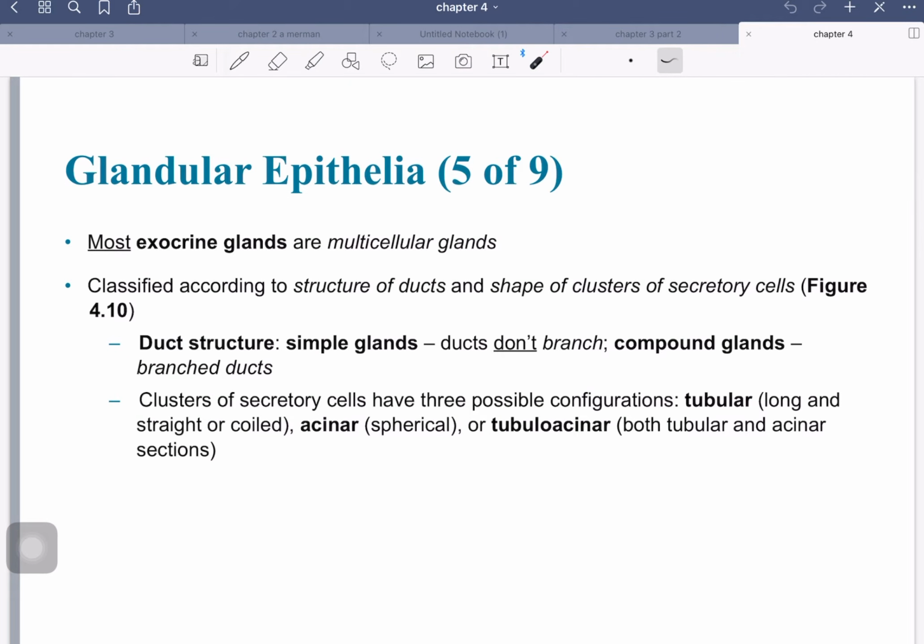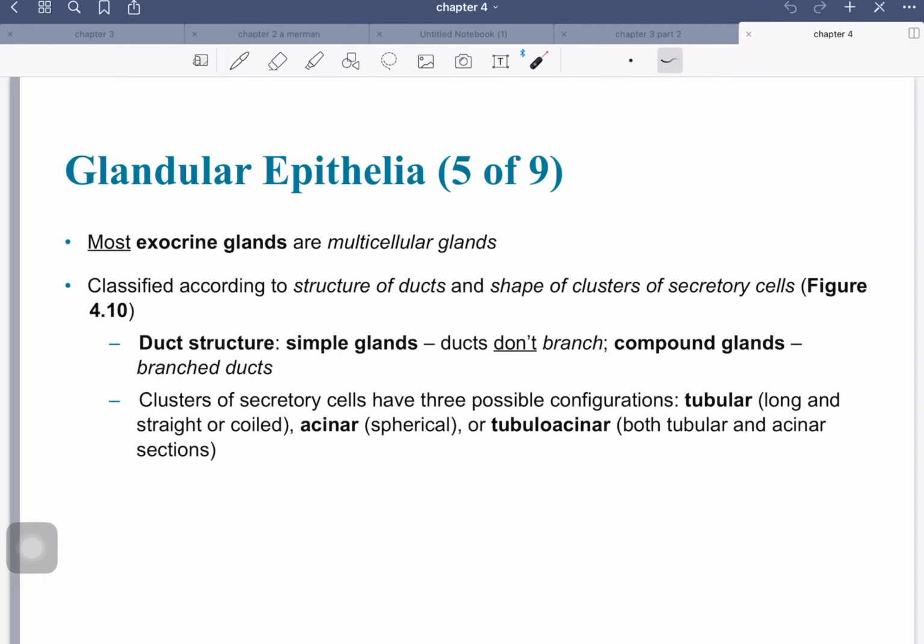Now, most exocrine glands are multicellular. And here we use a different type of classification. We classify it according to the structure of the duct and the shape of the clusters of the secretory cells. That's going to make a bit more sense shortly. So, in terms of the duct structure, simple glands. Now, simple means simple, right? The ducts don't branch. And compound glands, they have branched ducts. We'll have a look at that.